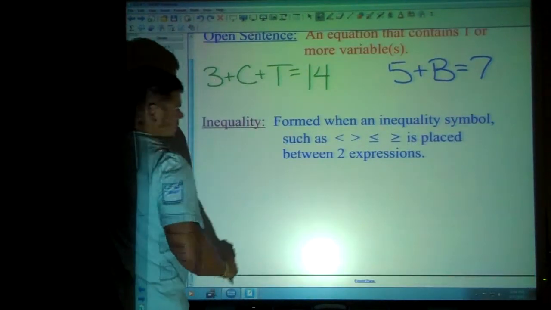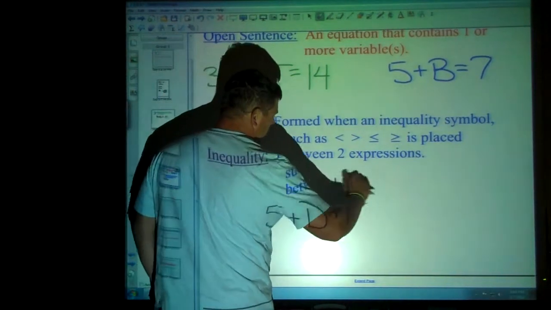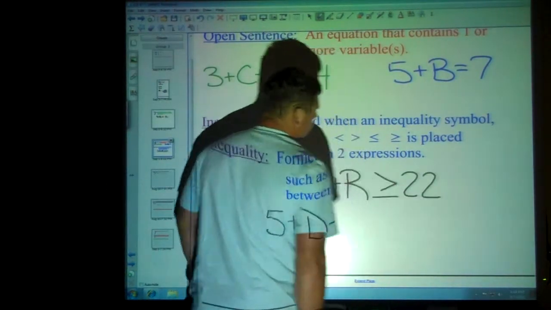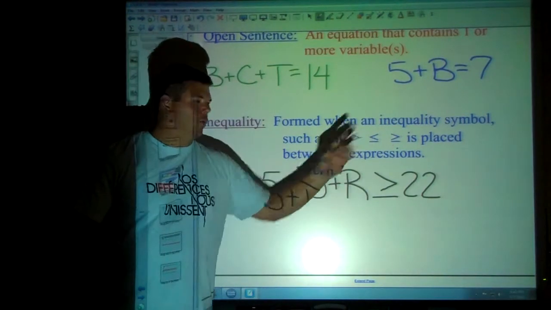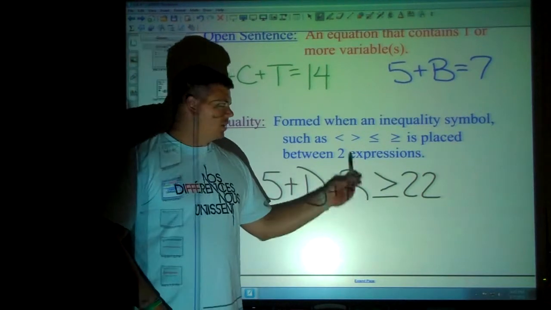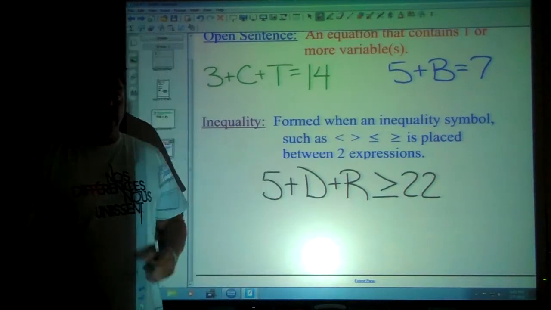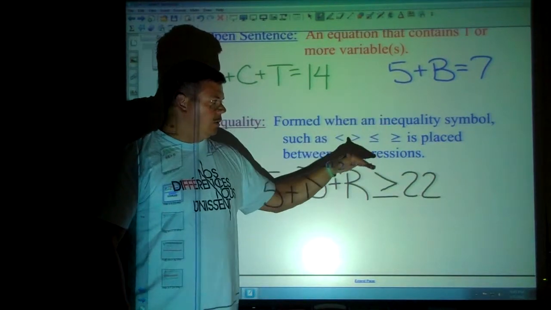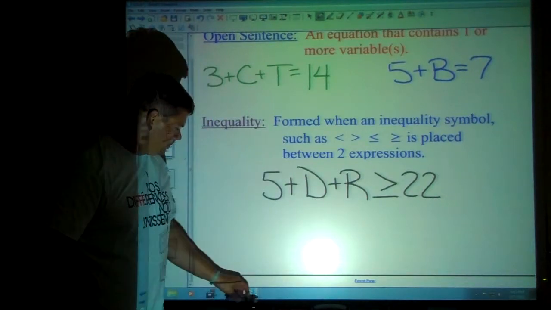So we could say 5 plus d plus r is greater than or equal to 22. And this is an inequality. It's got one of those 4. You're not going to use all 4 at once, or 2 at once. You're basically saying it's one of these 4 possibilities. Now, if it's just less than or greater than, it has to actually be that amount. If it's less than or equal, greater than or equal, then it can be that amount or possibly more, or be that amount or possibly less.